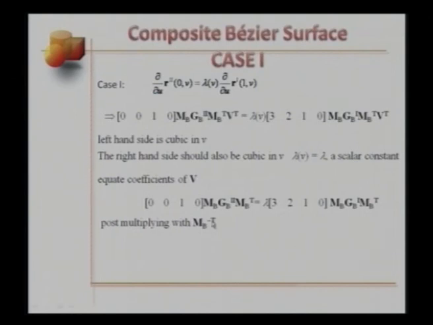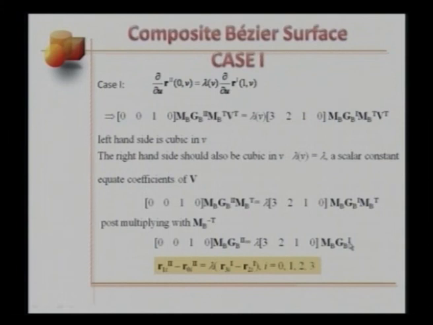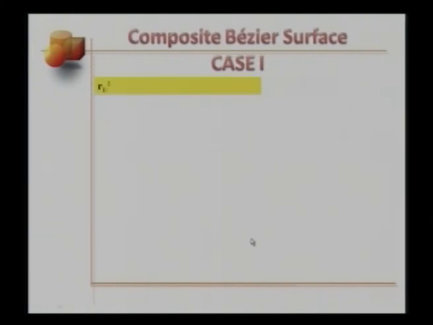And if we further post multiply this equation by MB minus transpose, we get [0, 0, 1, 0] MB, GB2 equals lambda times [3, 2, 1, 0] times MB, GB1, which converts to R1i of the second patch minus R0i of the second patch equals lambda times R3i of the first patch minus R2i of the first patch, where index i goes from 0 to 3. This is the condition from the previous slide.